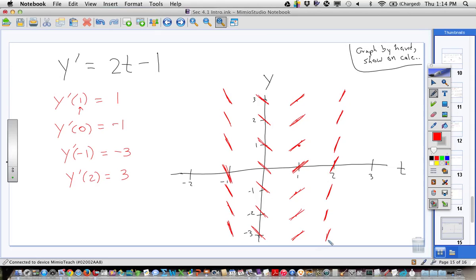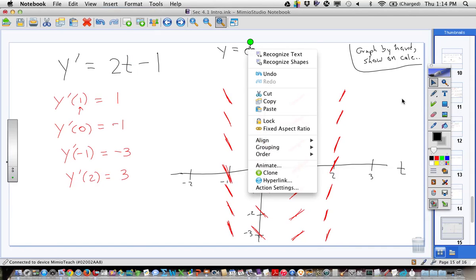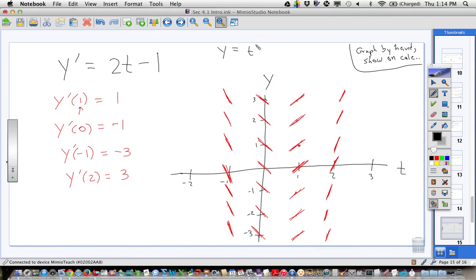Now, I said that this was one of those easy ones that we should know just how to solve. All right? So in other words, couldn't we just do an antiderivative on this one? What's the antiderivative of this? Oops. t squared minus t plus some constant. So the y graph should be what shape? Should be a parabola. Do you see a parabola in there? Can't you see it, right? In the red, you can see it.